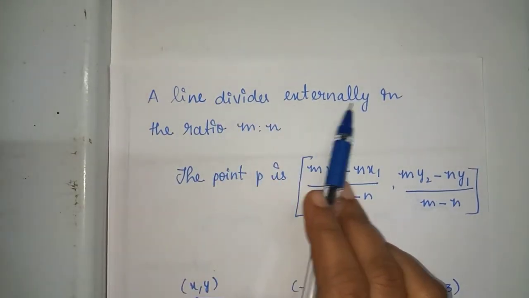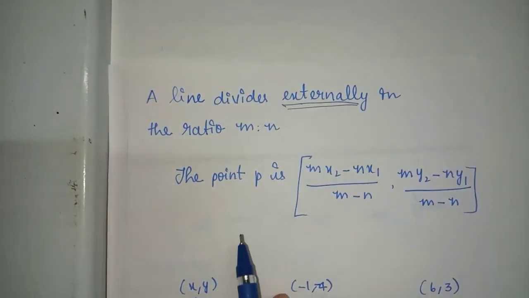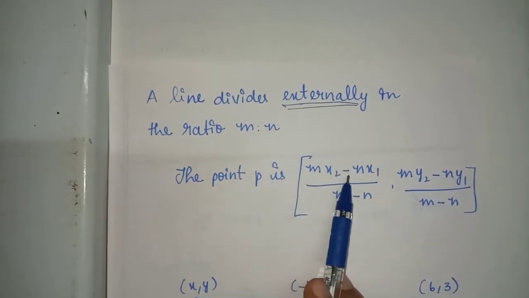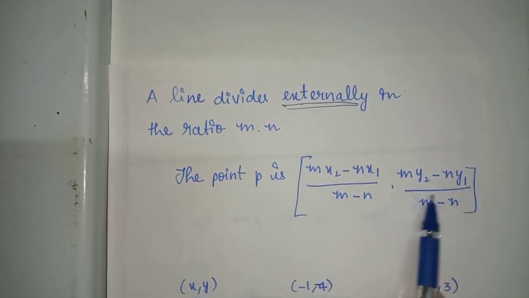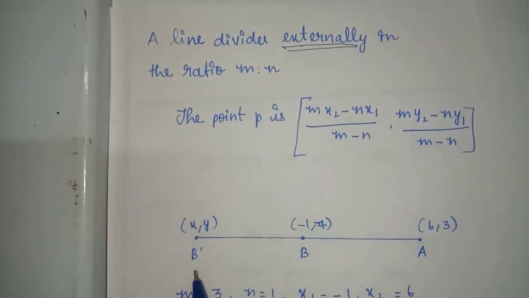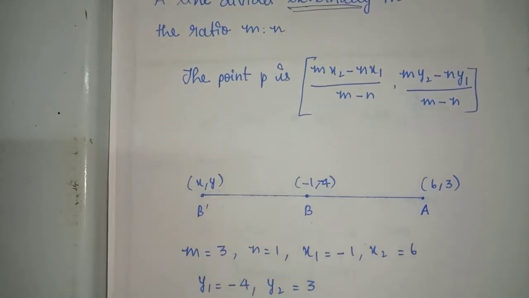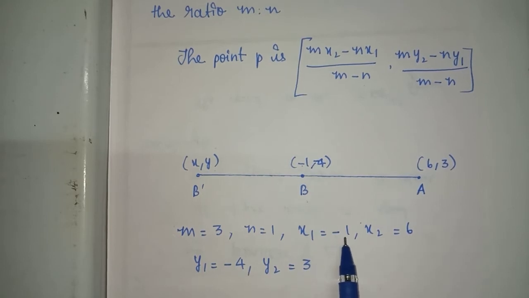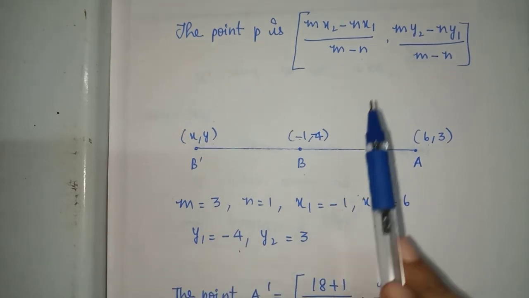Therefore, the line divides externally in the ratio m is to n. Here, you note the word externally. So, the line divides externally in the ratio. So, the point P is (mx2 minus nx1) divided by (m minus n), (my2 minus ny1) divided by (m minus n). So, for B' we don't know x, y. B is (-1, -4) and A is (6, 3). So, m is equal to 3, n is equal to 1. Now that we have found the ratio m is to n, x1 is -1, x2 is 6, y1 is -4, y2 is 3. Apply the point.